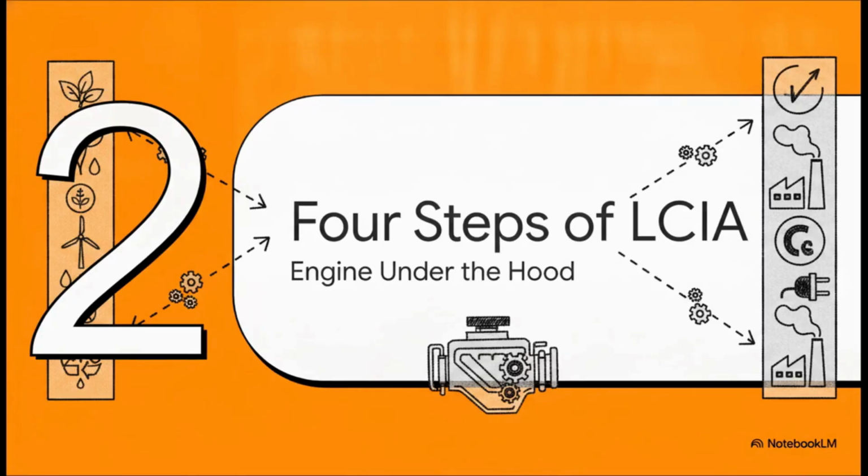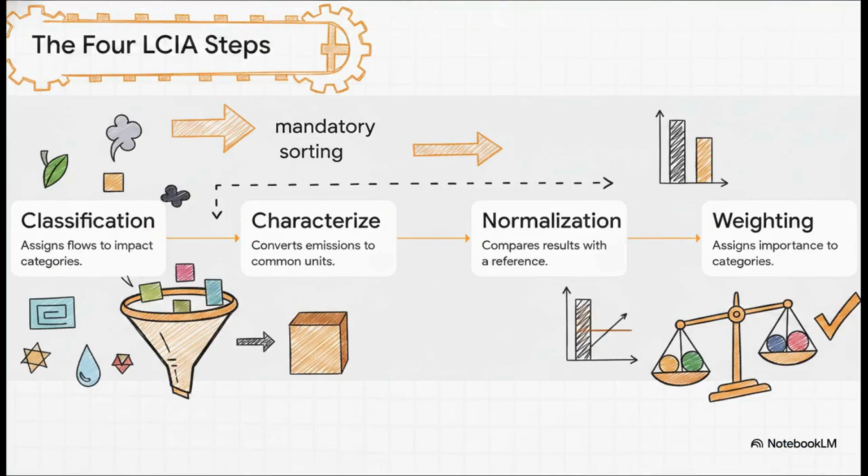Moving right along to part 2, the 4 steps of LCIA. If you're taking notes, these 4 specific steps, classification, characterization, normalization, and weighting, are your framework for how LCIA actually works in practice. This is literally the engine under the hood. It moves from mandatory sorting in the first 2 steps to optional prioritization in the last 2. Understanding this sequence is absolutely vital for you to conduct a robust environmental assessment.